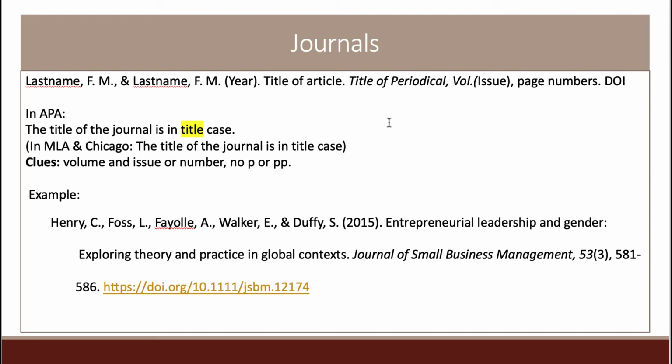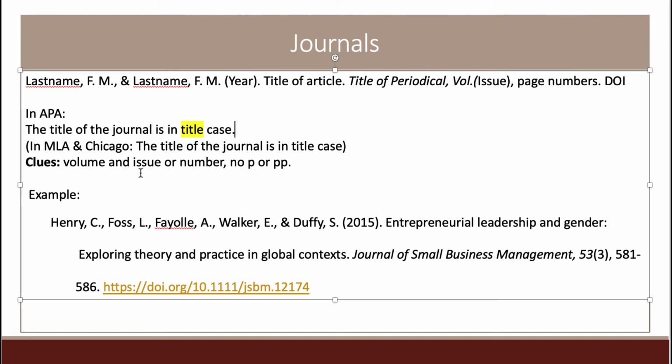And then you have your DOI. Something that allows you to distinguish between a book and a journal in APA is that the title of the journal is actually in title case, and it is italicized. So that's one of the main things that you should notice if the citation is done properly.